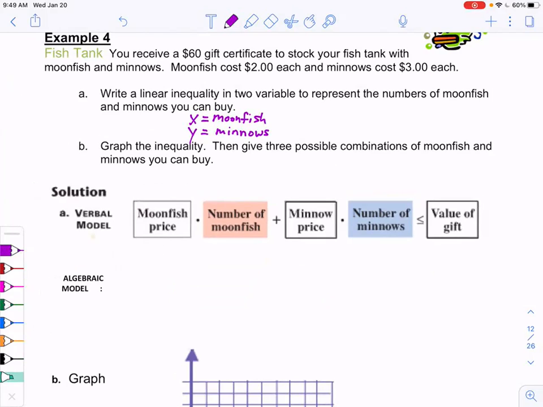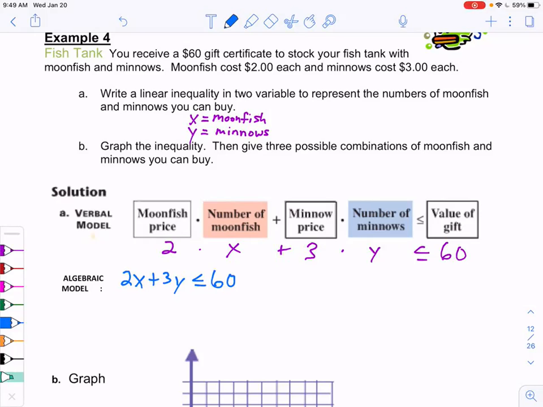How much was the moonfish price, Jason? 2. What variable did we use for moonfish? X, good. Plus, how much is the minnow price, Jason? What's the variable for minnows? Good. How much is the gift value? Gift certificate? Good. And that's kind of hard to read, spread it out like that. So I'm just going to rewrite what the algebraic model is. 2x plus 3y is less than or equal to 60, because you could spend up to $60.